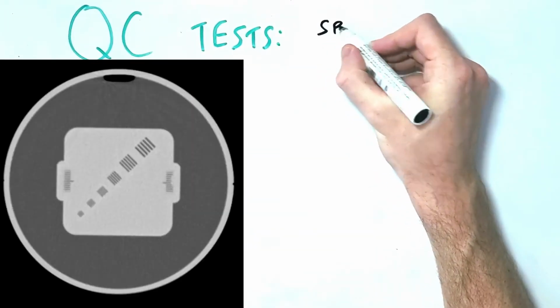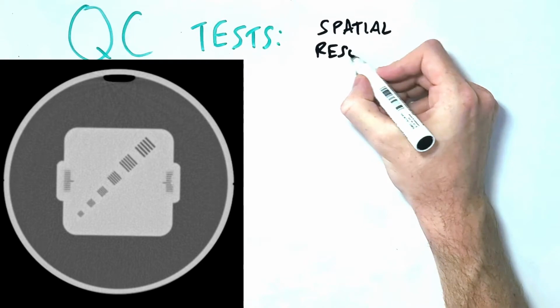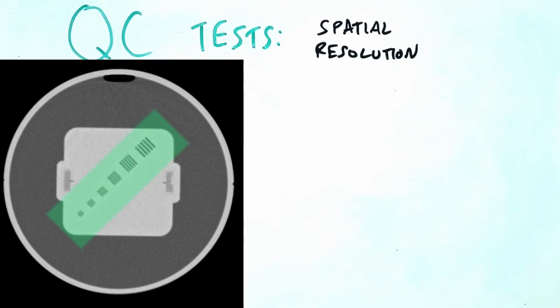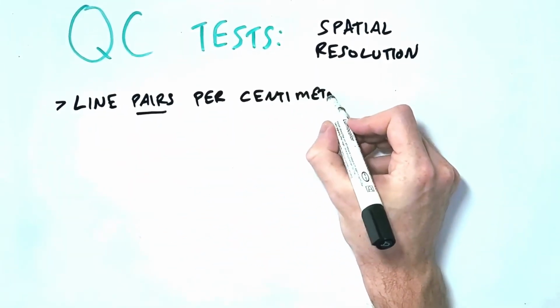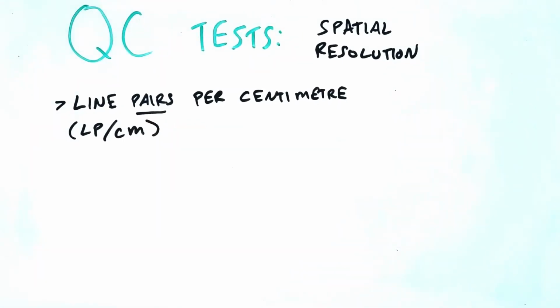Also shown on this phantom, we have the spatial resolution test with these sets of lines in the center, which gets closer and closer together. Spatial resolution is the ability to resolve between two different objects which are close together in physical space, like these adjacent light and dark lines. In CT, spatial resolution is described in terms of line pairs per centimeter.